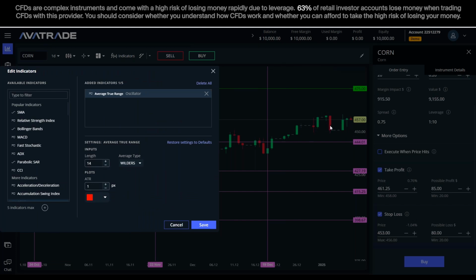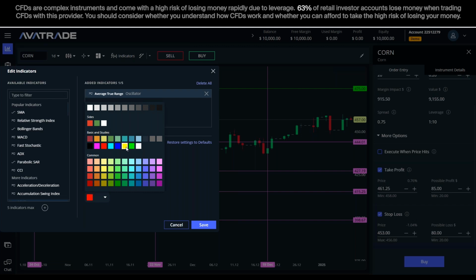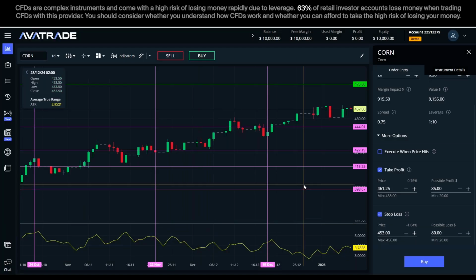Therefore, 1, 2, 3, 4, 5, 6, 7, 8, 9, 10, 1, 2, 3, 4. This is how far it will go back. If I set it to 10, it's going to give me an average based on 10. I can also change the color to something else and then click Save. And now it's showing us that $6 is definitely not an average movement for corn, at least not according to the past 14 candles, maybe specifically for yesterday.